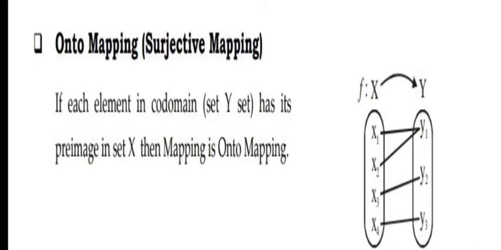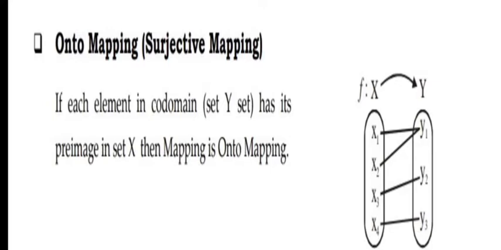Here, Y consists of y1, y2 and y3, whereas X, that is the domain, consists of x1, x2, x3, x4. Whatever definition defines here, if each element in the codomain, here three elements y1, y2 and y3, has its pre-image in set X, then that kind of mapping we can say is an onto function or onto mapping.